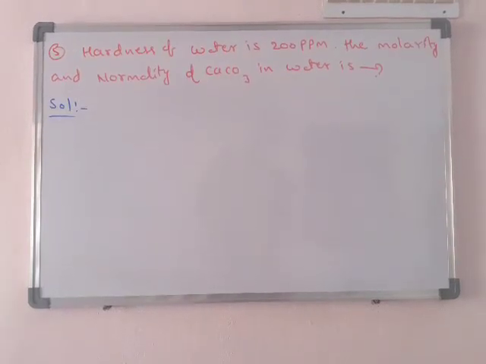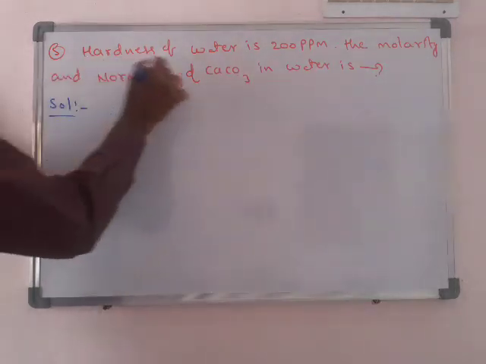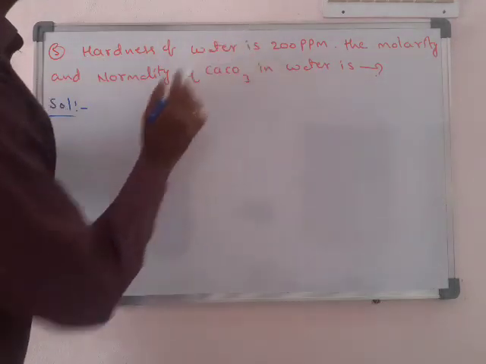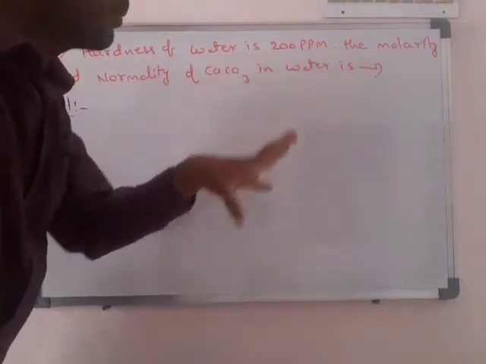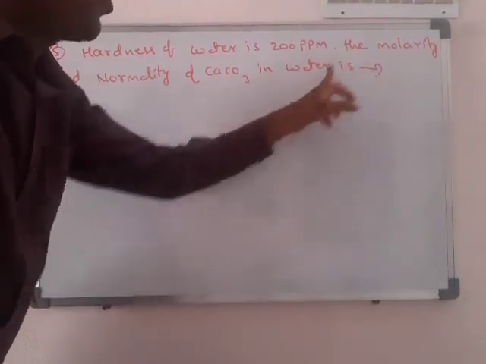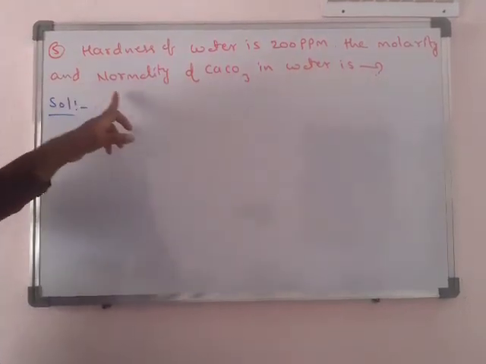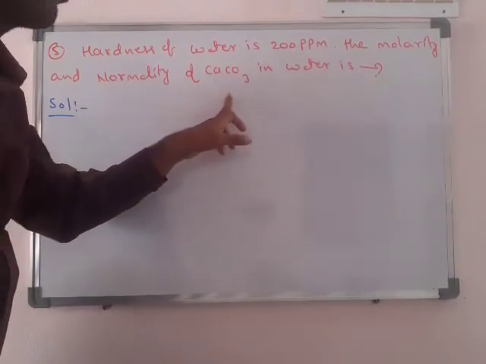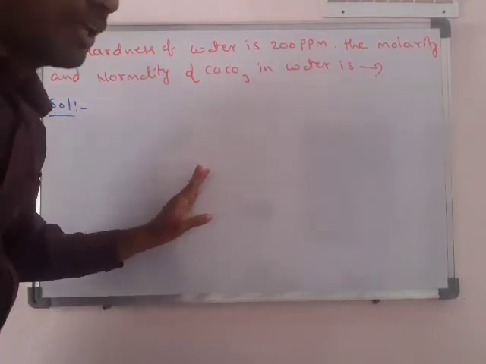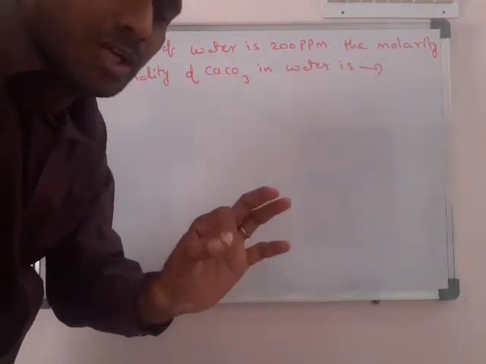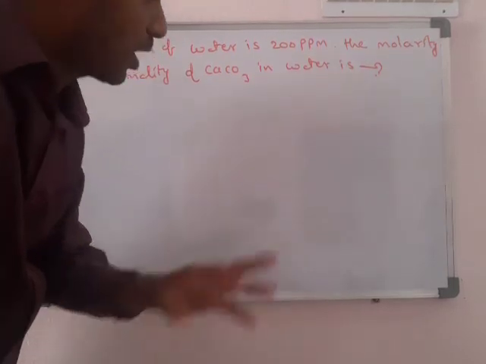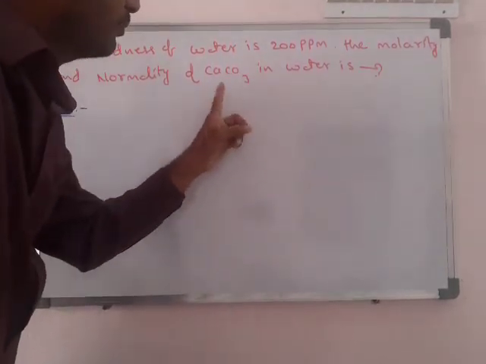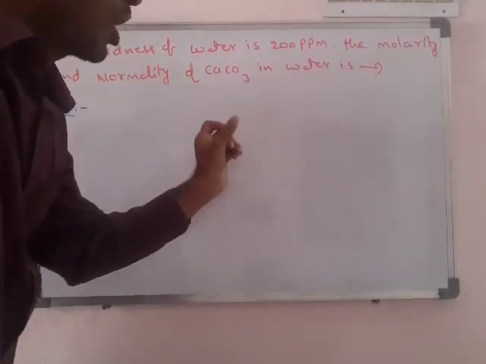See one more different problem on hardness. The hardness of water is given as 200 ppm for a sample. So I have to find the molarity and normality of calcium carbonate in water. Already we know ppm is a concentration expressing method, so we have to convert the ppm concentration into molarity and normality.